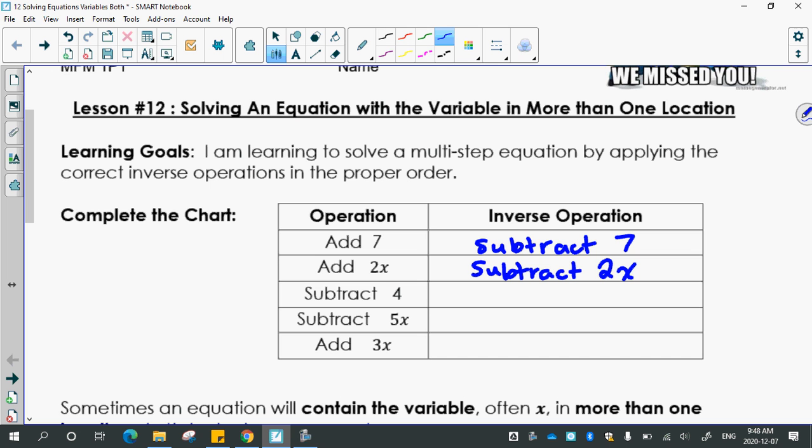The inverse operation of subtract 4 would be add 4. So the inverse operation of subtract 5x would be add 5x. So again, we haven't had to add a term to both sides that had an x with it before, but we will today, okay? And then again, the inverse operation of add 3x would be subtract 3x.